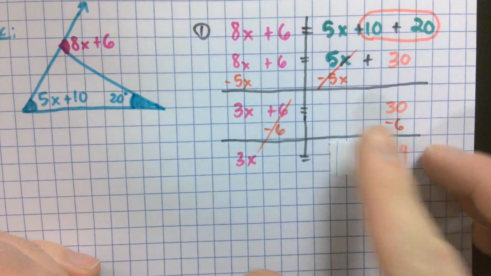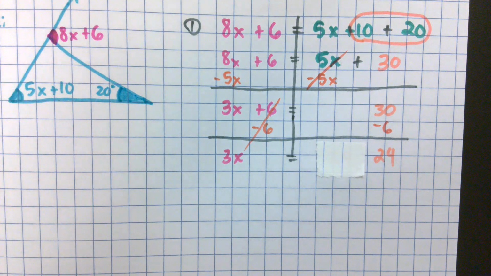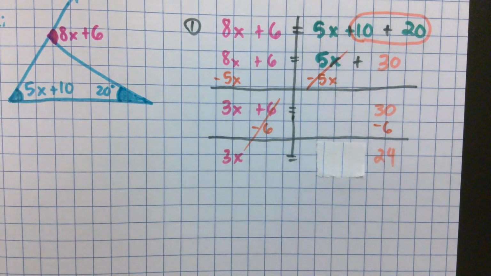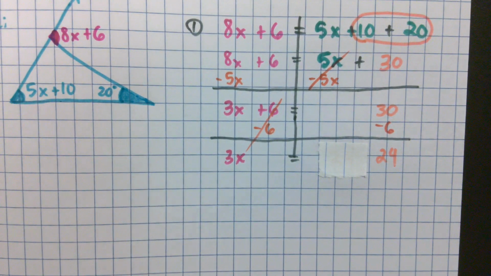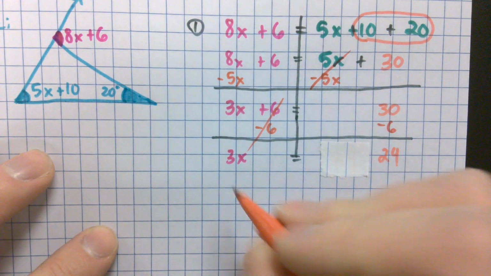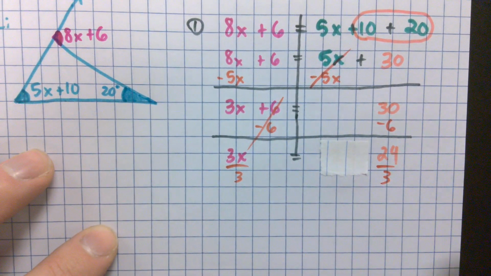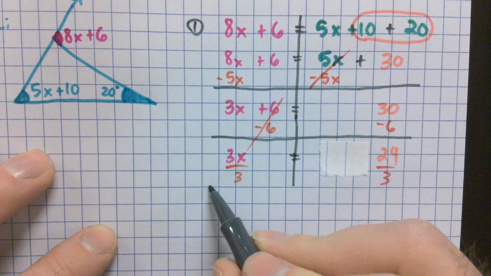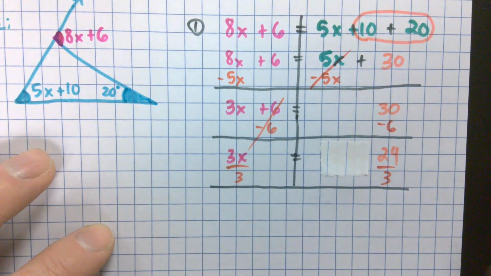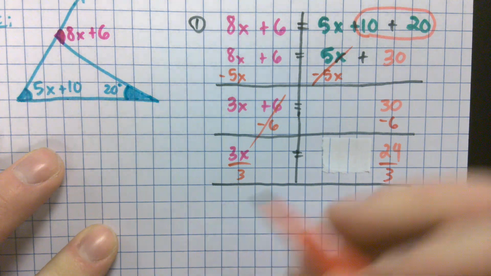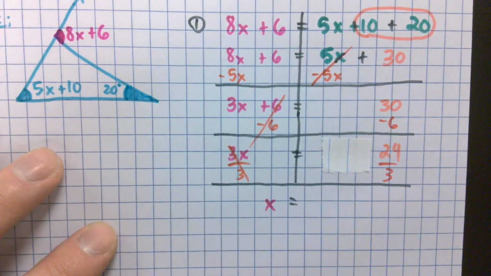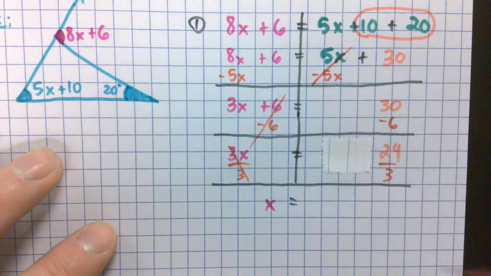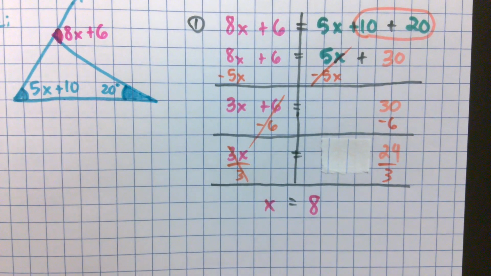Don't look at that 24. It's not there. That's some bootleg whiteout because I ran out of whiteout. So the 24 is right there under the 30 minus 6. What's left to do? There's only one thing, right? Divide by 3. What happens to my 3's right here? They cancel, leaving me with x equals 3 goes into 24 8 times.